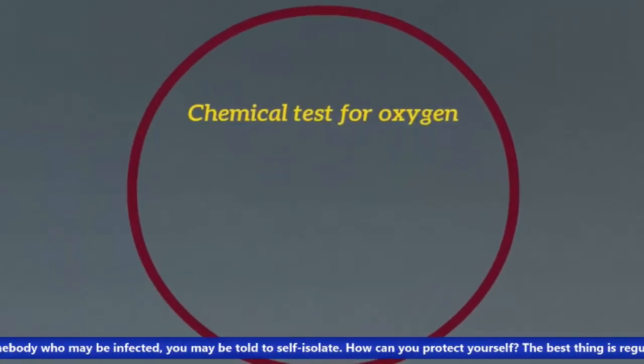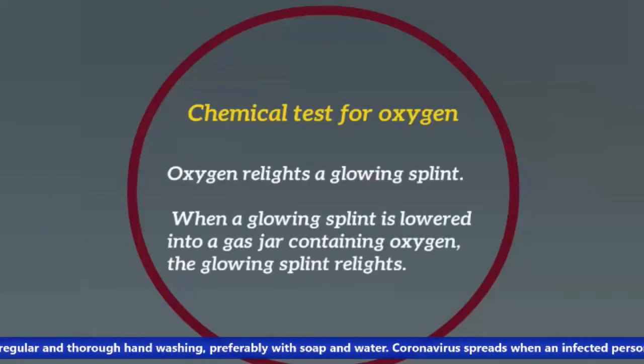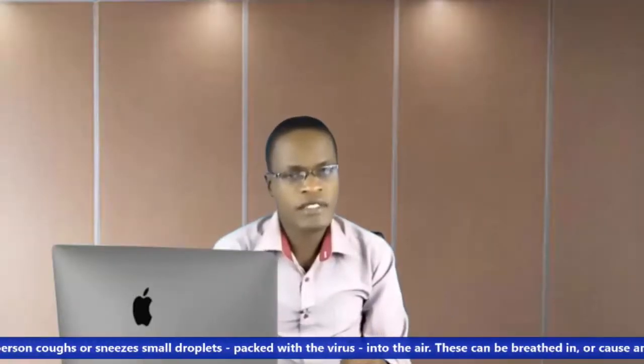How do we know that the gas involved is oxygen, not any other gas? The chemical test for oxygen is that oxygen lights a glowing splint. A glowing splint is made up of wood and easily catches fire.